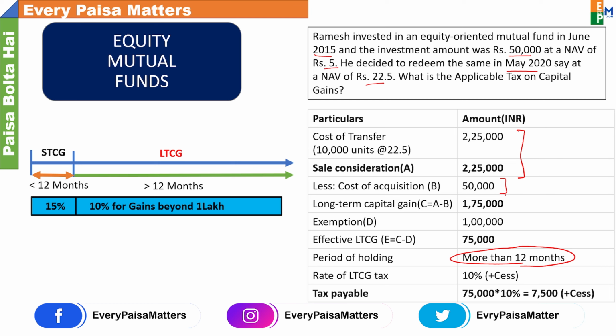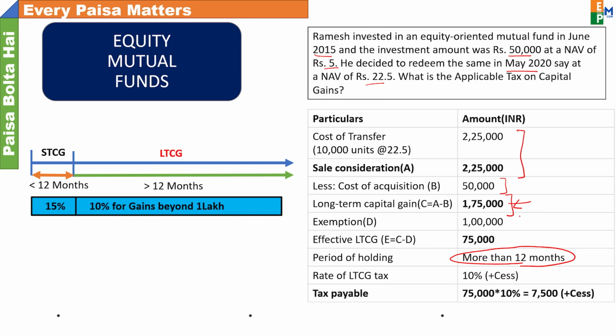And what will happen is his total gain, which was 1,75,000 in this case, will get an exemption of 1 lakh rupees. This has changed now: for long-term capital gain, only profit above 1 lakh rupees will be charged, and anything below 1 lakh rupees will be exempted. So his effective long-term capital gain comes out to be 75,000 rupees. And what is even more beneficial is that the tax rate for long-term capital gain is just 10% plus the applicable cess.